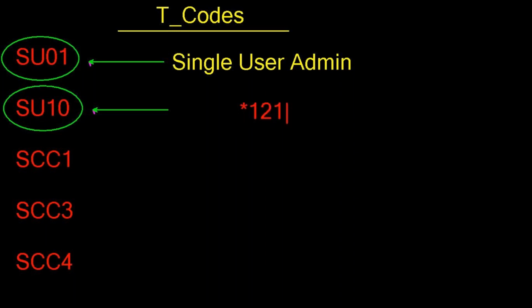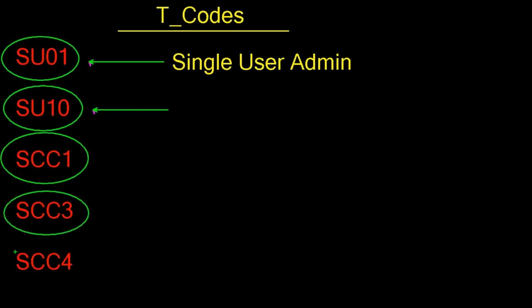star 121 or star 123 hash, what is the abbreviation of star 123 hash? We don't know. But what is the use of star 123 hash? We know, this is to check the mobile balance. The same way, what is the abbreviation of SU01? We don't know. But what is the use of SU01? Yes, single user administration. The same way here also we have transaction codes, SAP predefined transaction codes, but we don't know the abbreviation. We can use the T codes only. This type of T codes, we have 45 in SAP basis.